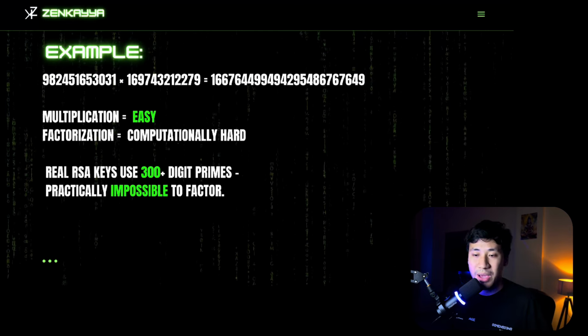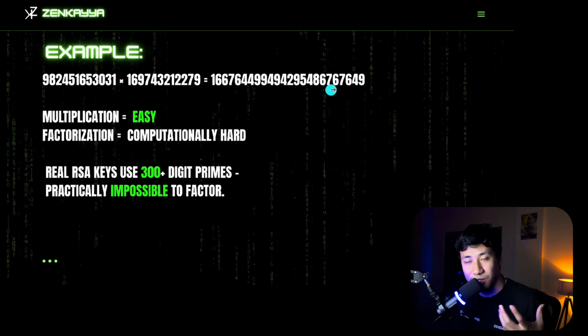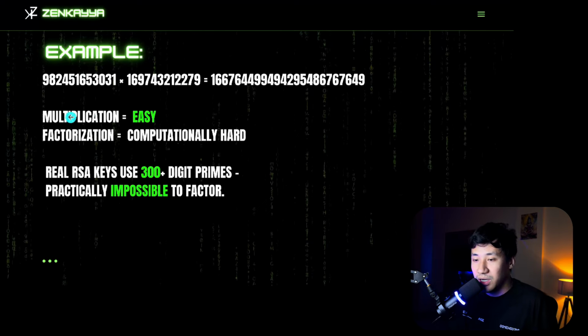Let's understand. Imagine two numbers are there. This is one big number, and this is another big number. If you multiply them, it will again come out as a large number. Multiplication is the easy part. What is the difficult part? That is factorization. It is computationally hard; computers find it hard to factor it.